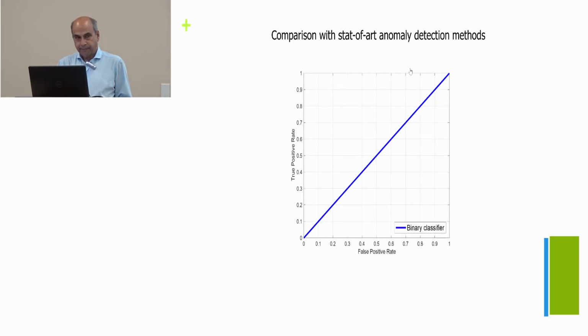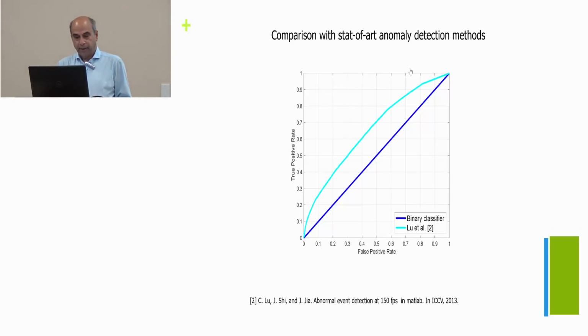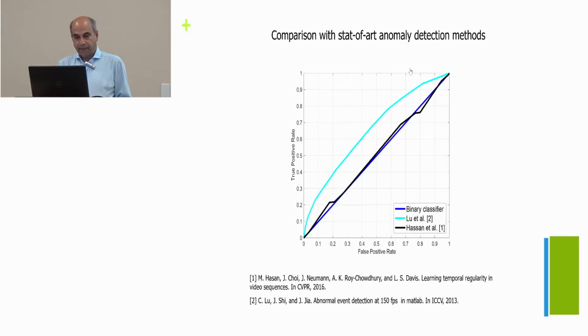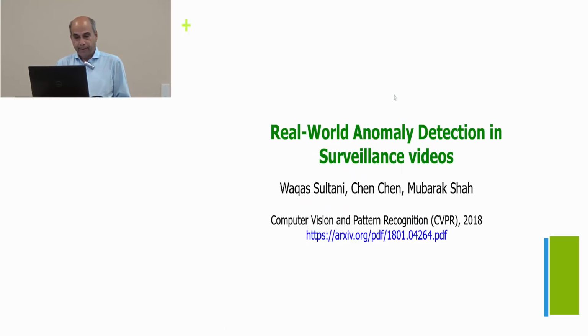So some simple binary classification will not work that well. And this is some other method, and this is a third method, and this is our method. So we get quite a lot of improvement, and our methods are weakly supervised. So that's it about detecting anomalies in surveillance video.